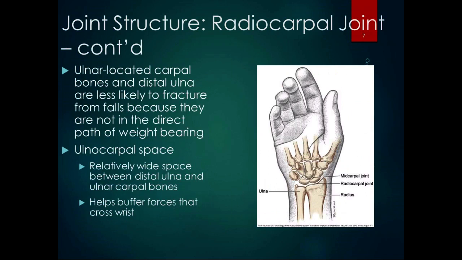The ulnar located carpal bones, the triquetrum and the pisiform, and the distal ulna are less likely to fracture from falls because they're not in the direct path of weight bearing. You have that ulnocarpal space, which is a relatively wide space between the distal ulna and the ulnar carpal bones, and it helps buffer the forces that cross the wrist.